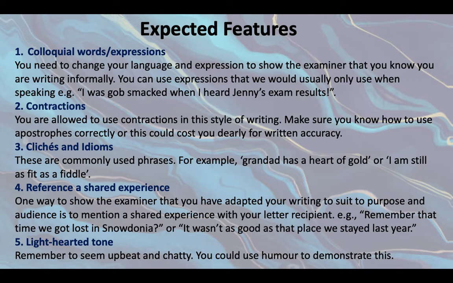Number 4 then I think is a really clever way to show that you know you need to demonstrate a relationship with the person that you are writing to. So things like, "Remember that time we got lost in Snowdonia?" or "It wasn't as good as that last place we stayed at." Again, you are making this up, Year 11, completely made up, but you're giving a nod to the examiner to show that if you're writing particularly to a friend or family member, you've got an established relationship, you know them, and that is why you have chosen to write informally.